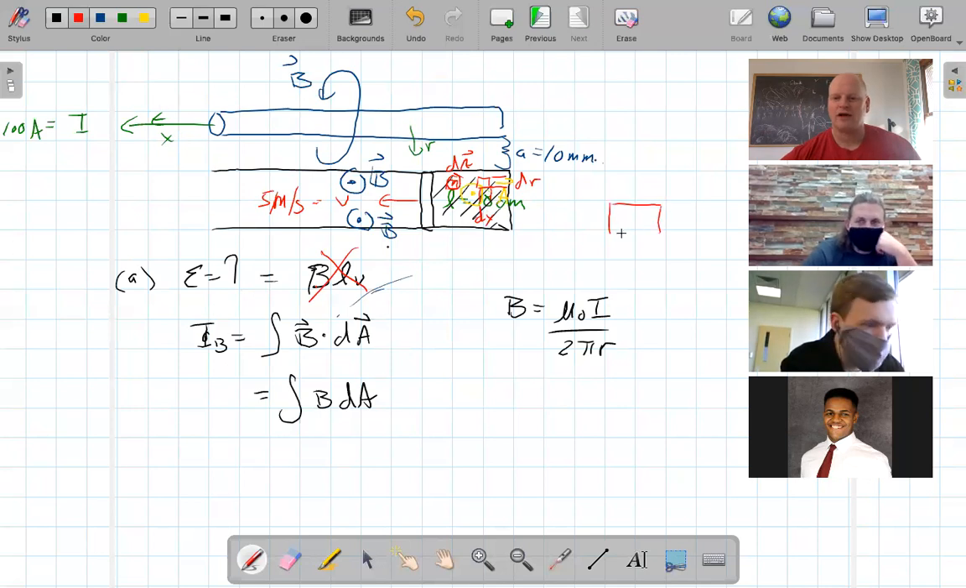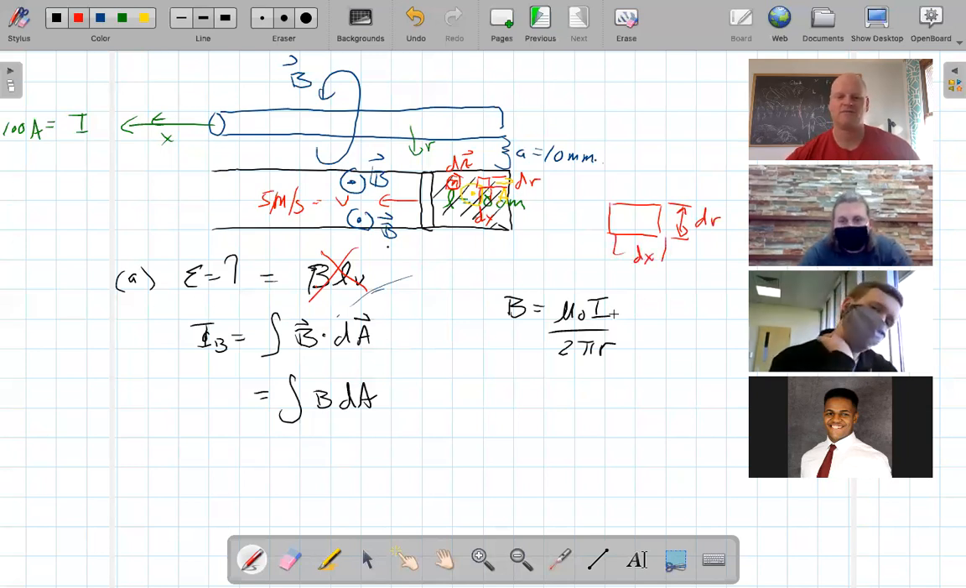So all I'm doing is I'm drawing out this little area here, where this little area has a length in this direction of dr and a length in this direction of dx. Okay. Which means my differential area then, this entire area, dA, is then going to be equal to dx dr.